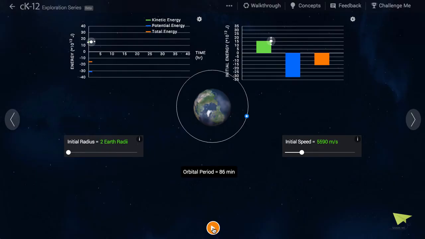In both cases, you end up with elliptical orbits with the Earth at one focus of the ellipse, but they differ in the orientation of the ellipse.